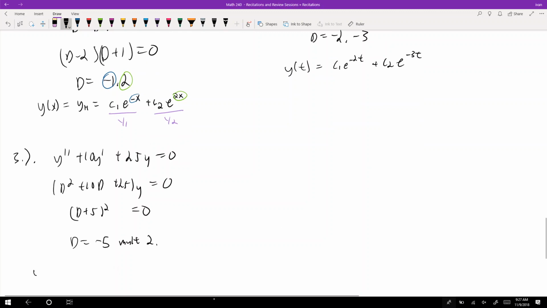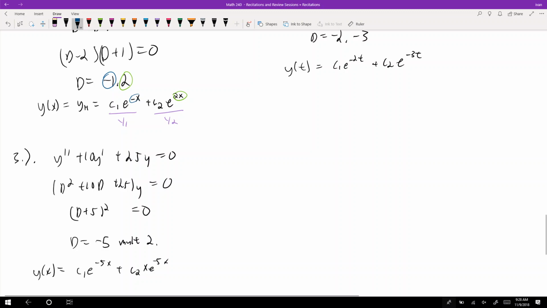Okay, what's my solution? Like, what's the general solution? Does anyone have any idea? c1 e to the -x plus c2 x e to the -x. Wait, where did that x come from? That's multiplicity of 2. Okay, that's a good enough explanation.